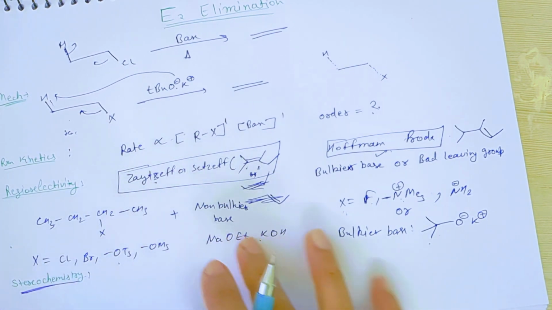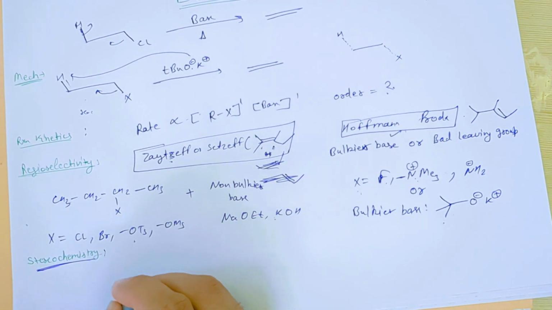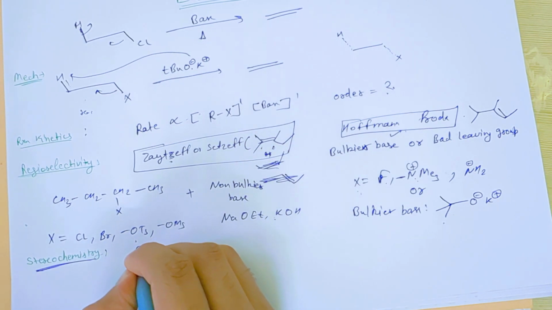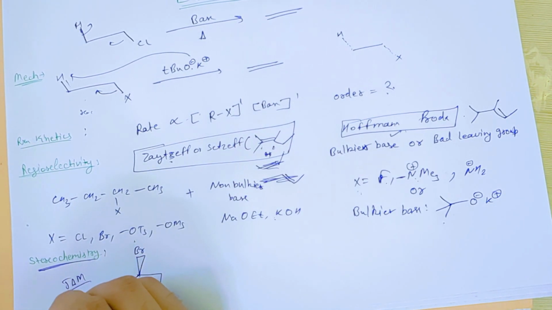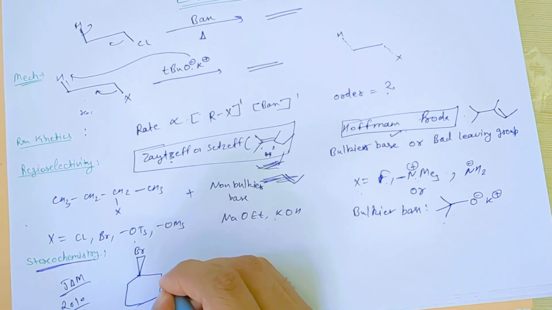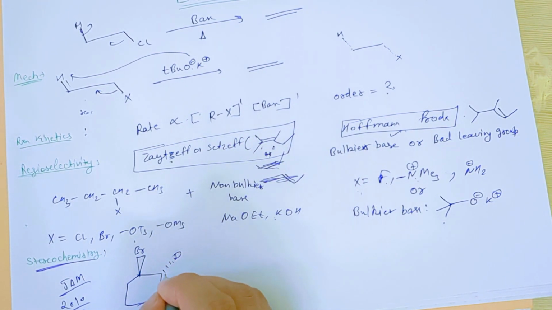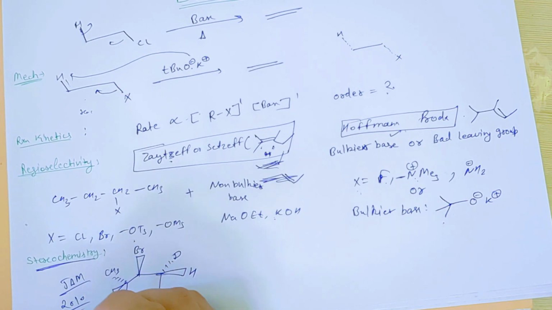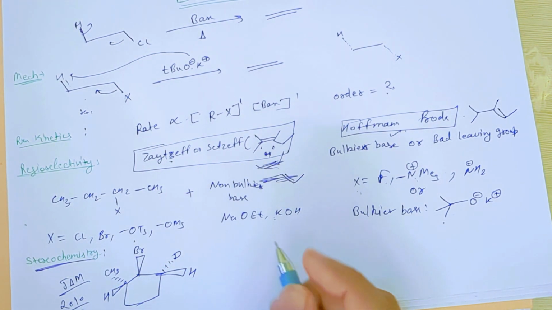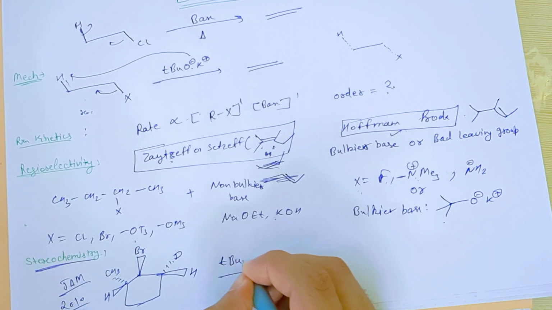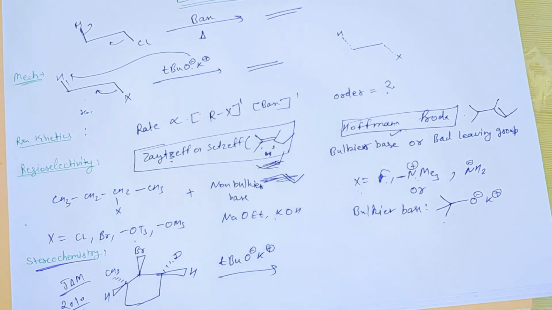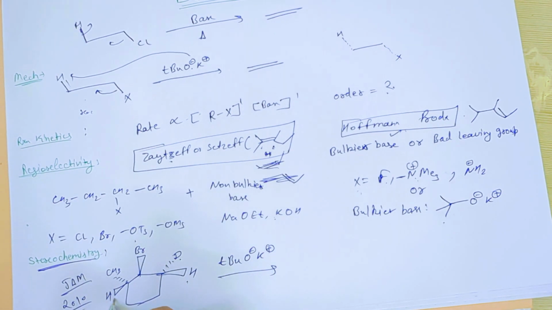Let's see the stereochemistry of the reaction. Let's understand it by taking an example. Like if there is a bromine, okay, it is a JAM 2010 question, and if there is a deuterium, and here is hydrogen, and here is CH3, and here is hydrogen. So now when we use tertiary butyl oxide, here you have two choices. This proton can eliminate, or we can say three choices. This proton can also eliminate.